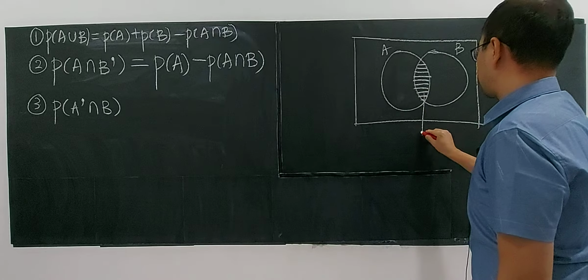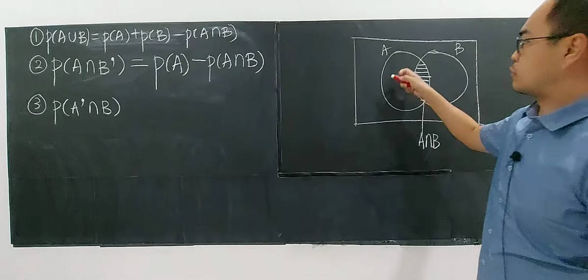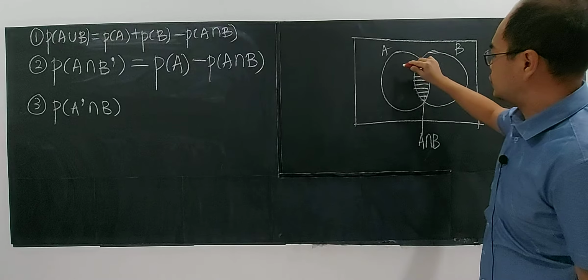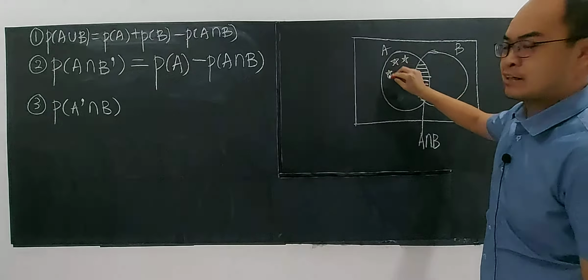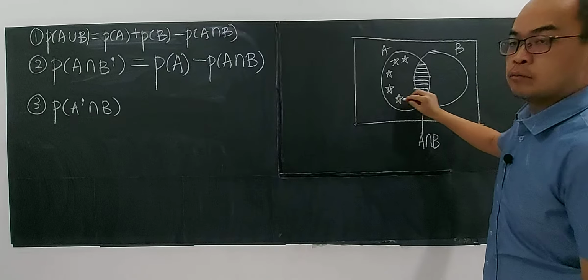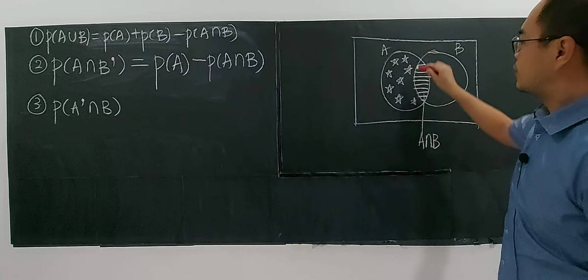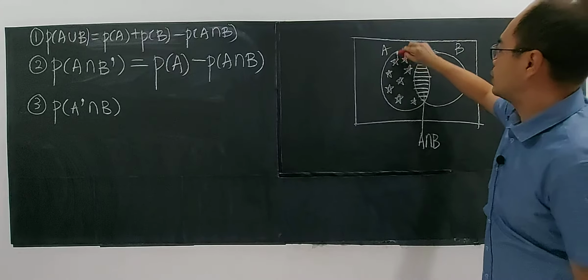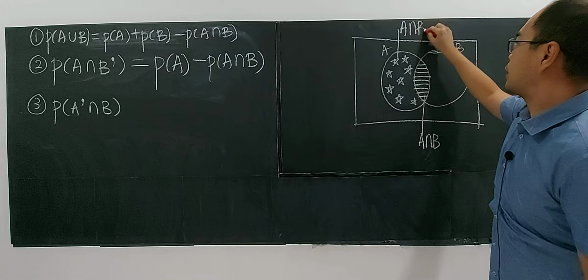We name it to be A intersecting with B. Just now I have just discussed this region, right? Can you see this region here? So I'm going to put a star for this region. Don't follow me, I just want to let you see, right? This region actually belongs to A intersecting with B prime.